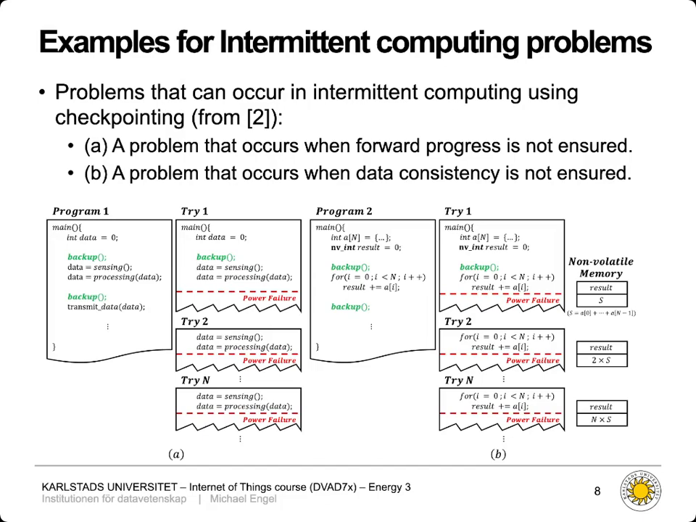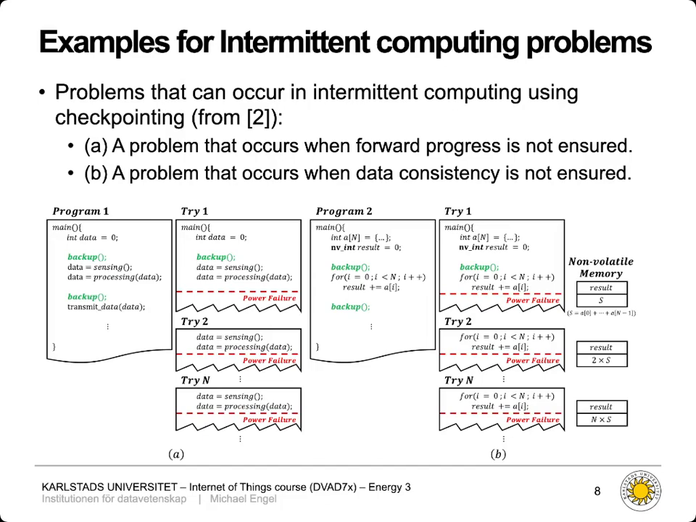A second problem might occur, as shown on the right-hand side, when data consistency is questionable because you have non-volatile memory, and this non-volatile memory actually is used also after a backup. So we have another program on the left-hand side for program 2 with 2 backup points, and this is running a loop.